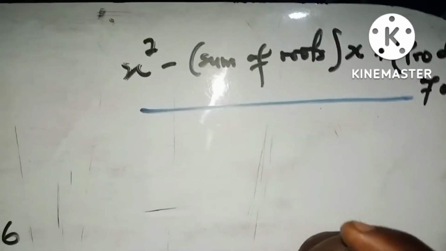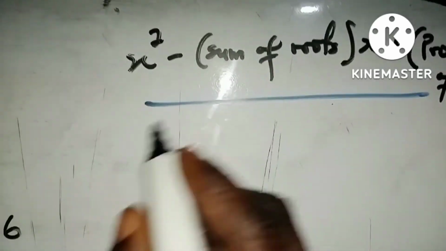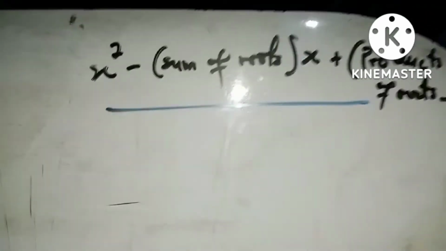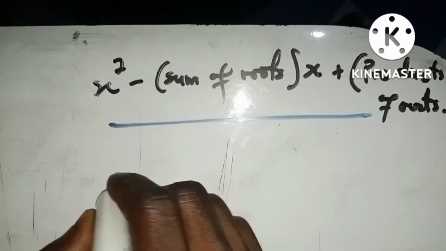So at this point, what we are going to do here, we are just going to replace them, right? Wherever you see the sum, we put the number there, and wherever you see the product, we are going to put the number there as well. So here, this one remains as it is. We have what? X squared, right?